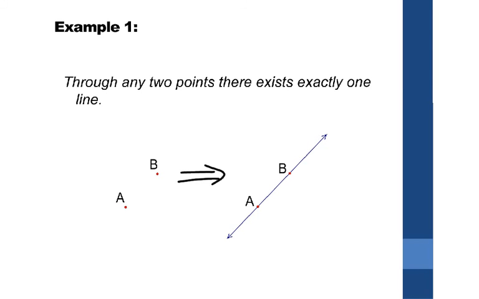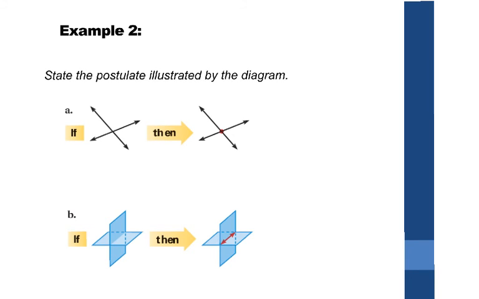Right, let's look at another example. In example 2, we are asked to state the postulate illustrated by the diagram. So we're going to go back to those point line plane postulates above on your handout there, and state which one goes along with these diagrams.